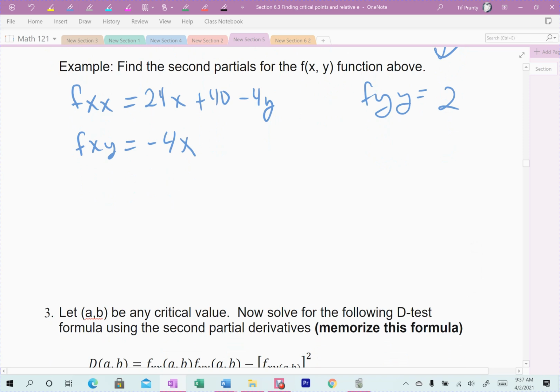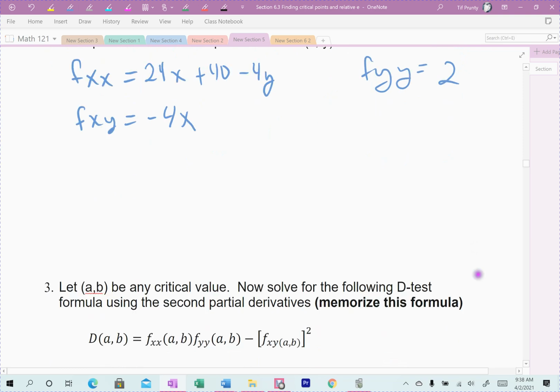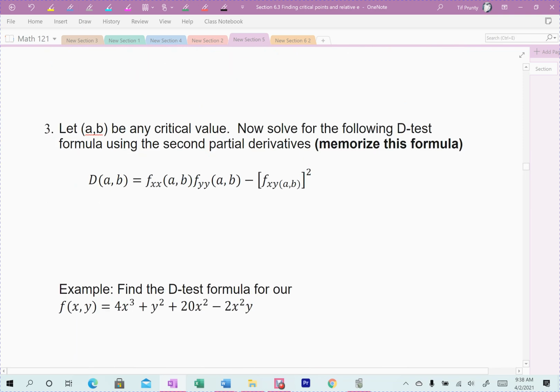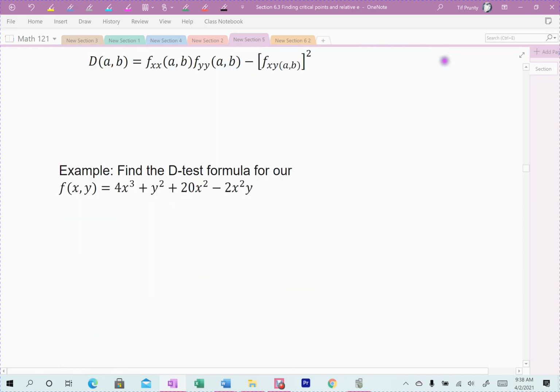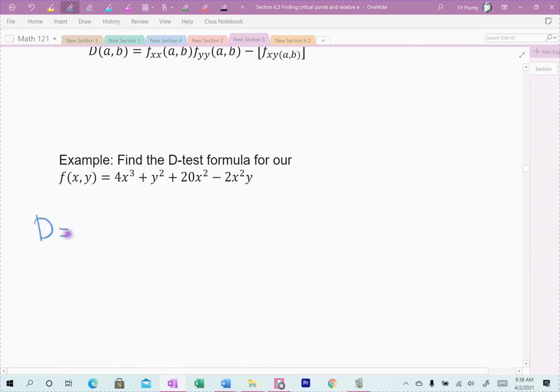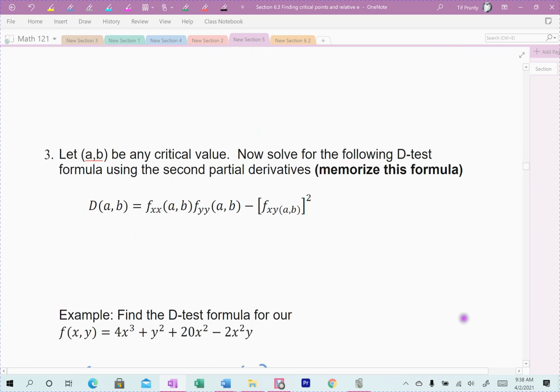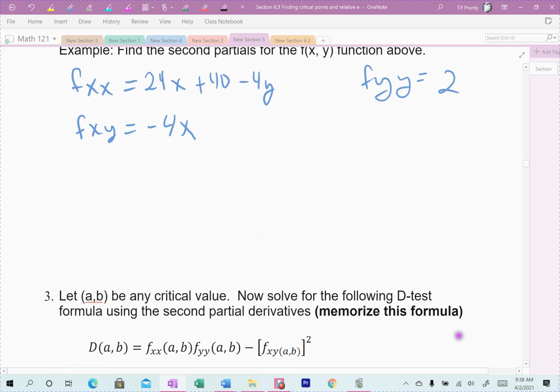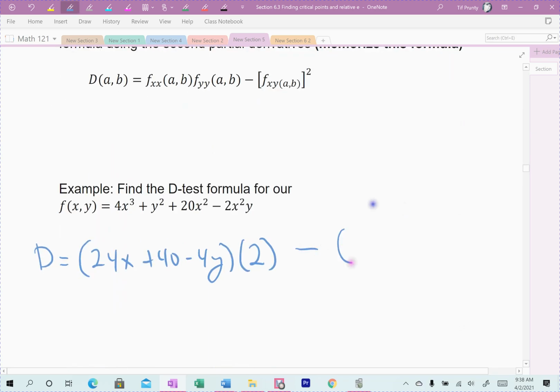Where we put these has a little bit to do with concavity, it has to do with how it turns. We put them in the D formula. The D formula is: I take the second derivative with respect to x times the second derivative with respect to y, minus the mixed partial squared. So for our example above, my D formula would be 24x plus 40 minus 4y times 2. Let me double check and make sure I remembered those correctly. 24x plus 40 minus 4y, times 2, minus the mixed derivative squared.